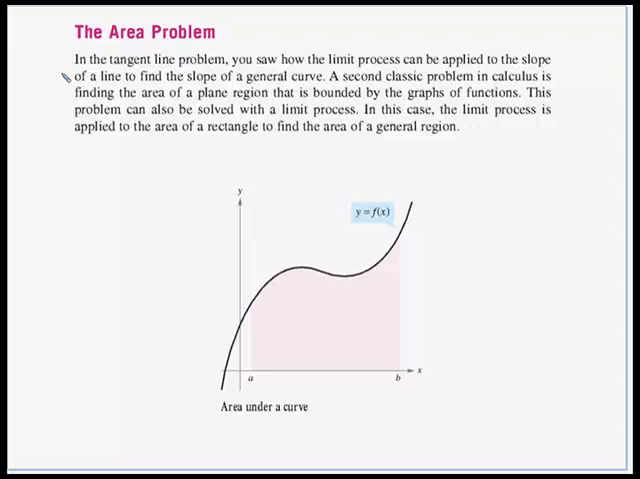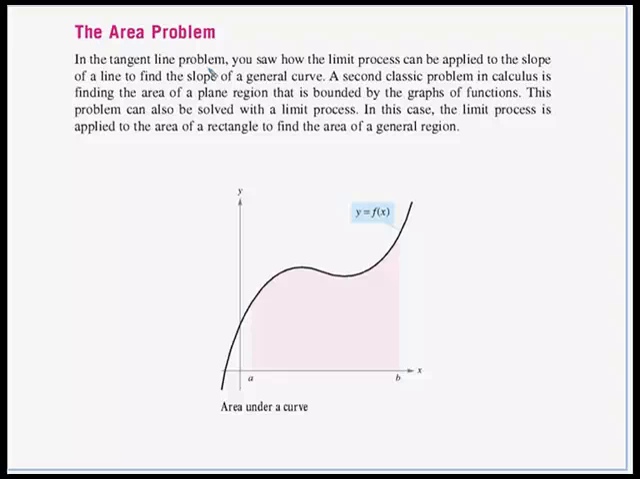On the other hand, we have the area problem. Again, calculus comes from 2 major questions. What is the slope of a curve at a given point, and the area under an odd-shaped curve? Here we have a weird-looking curve. We want to find the area under it from point A to another point B.